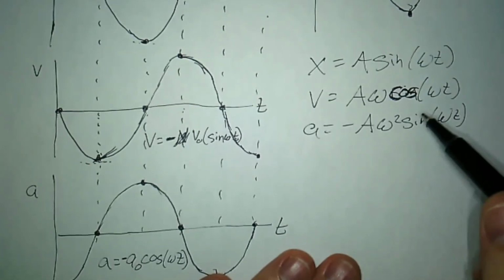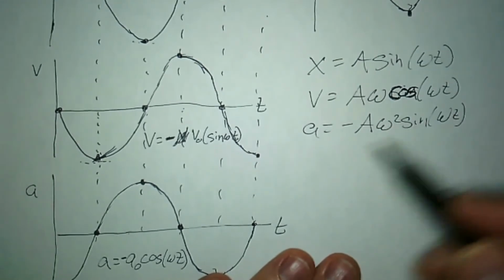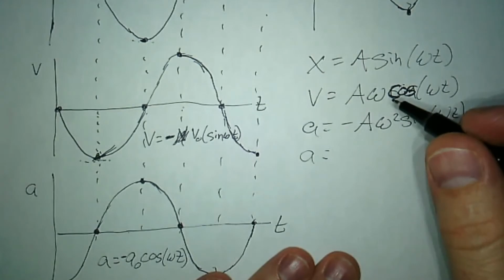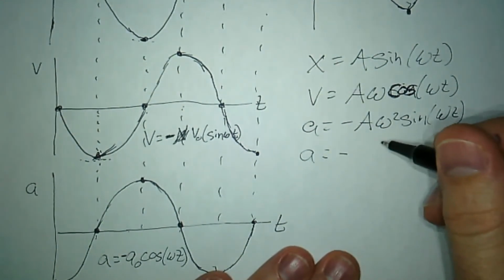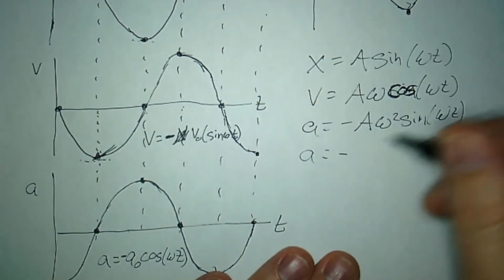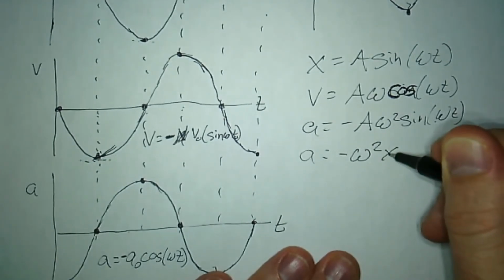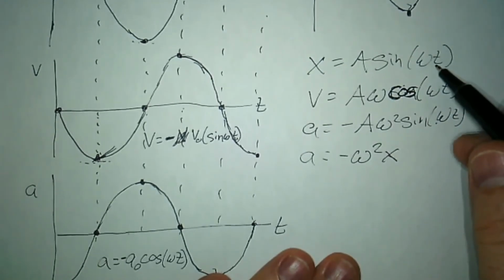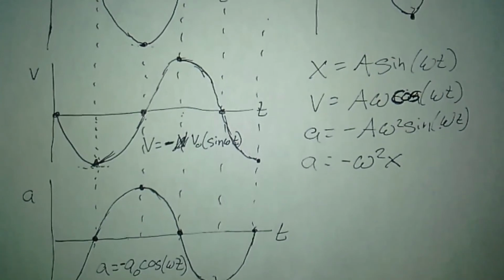So what I can do, I can look at this and say, hey, aren't those like the same thing? So acceleration is going to be minus omega squared x, right? Because I can factor out the position from here, because this A sine omega t is x. All right, so I think I'm going to call it in this video, and I'll see you next one.